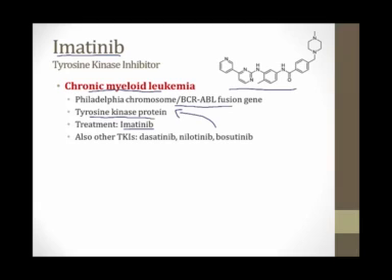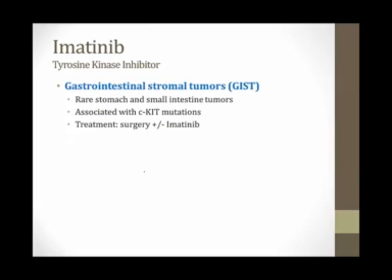And there are other tyrosine kinase inhibitors that are also used in CML. Those include dasatinib, nilotinib, and also bosutinib. Imatinib also has activity against gastrointestinal stromal tumors. These are very rare tumors of the stomach and small intestine. They are associated with c-KIT mutations, which I'll talk about in a minute, and they can be treated with surgery plus or minus treatment with imatinib.